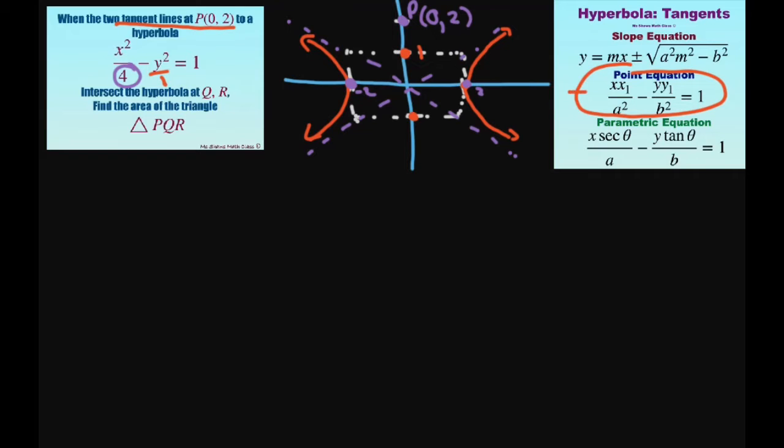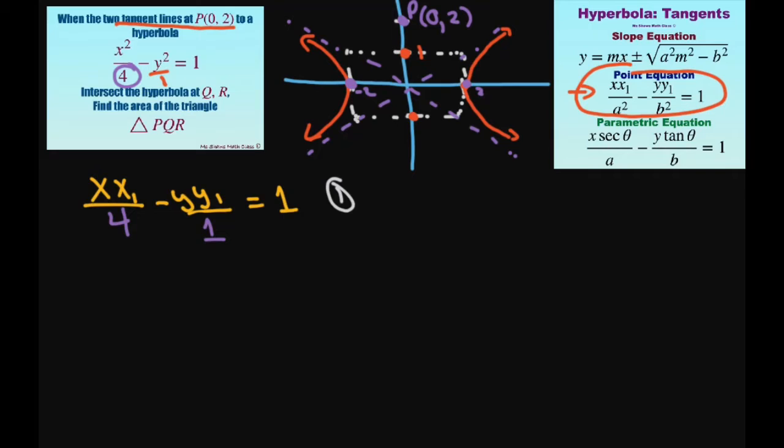So I'm going to use this equation here, and I'll write it a little bigger. x times x sub 1 divided by a squared minus y times y sub 1 divided by b squared equals 1. So that means I'm going to substitute in, my a squared is 4, so I'm just going to erase this and put 4, and my b squared is 1. All right. Since we have that equation, we'll call this equation 1.